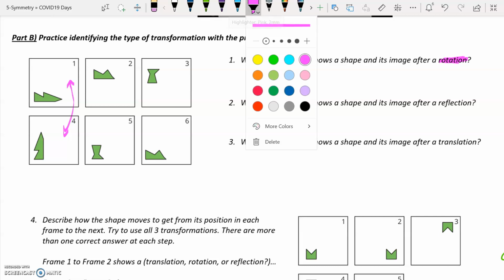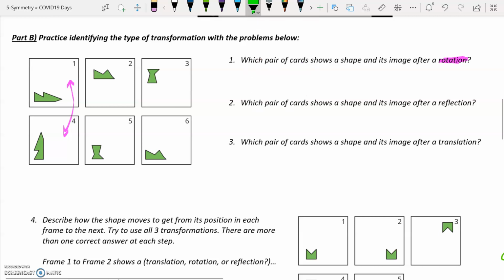For a shape and its image after a reflection, a good example would be 3 and 5. So for example, if you were to take that image in problem 3 and draw a line of reflection right here and flip that shape over that horizontal line down to here, you would get the shape shown in card 5.